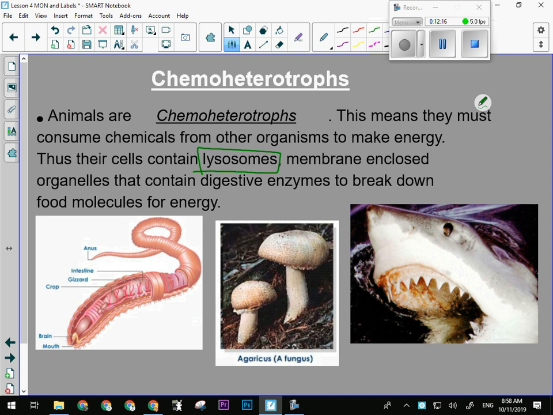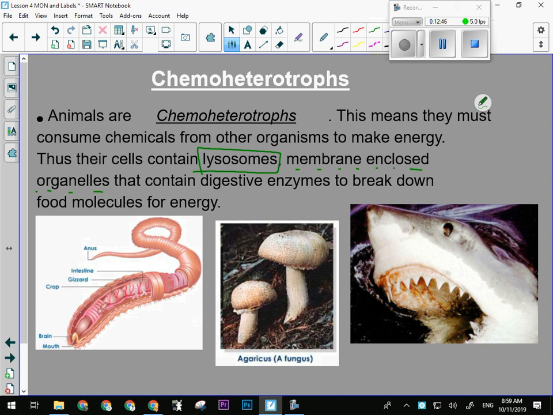Okay, so lysosomes are membrane-enclosed organelles. Okay, organelles are cell organs. And so they have a membrane around them. So the cell has a membrane, but then the organelles inside each have their own membrane. And the reason for that is it allows them to close off an area where the process they carry out can be carried out. Because lots of times the process that one organelle needs requires different conditions than the conditions another organelle would need.